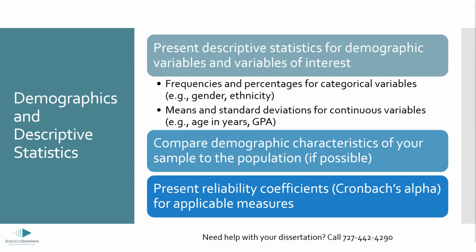And in the descriptive section, you may also need to present reliability coefficients such as Cronbach's alpha for measures if applicable. So this really applies if you're using a type of survey instrument where you have multiple items measuring some kind of construct, and you may need to report the inter-item reliability of those measures or survey items, and that's typically done with something like a Cronbach's alpha.